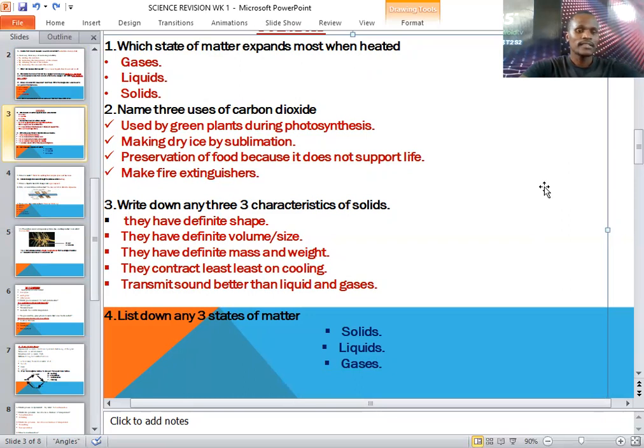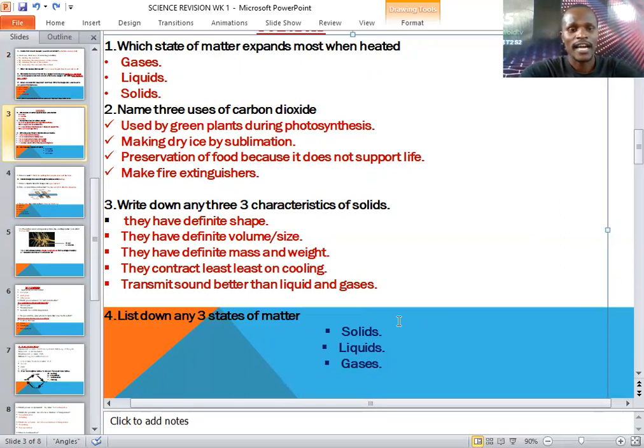And then let's look at number 3. Number 3, you are asked, write down any 3 characteristics of solids. I've given you almost 5 of them. They have definite shape. They have definite volume or size. They have definite mass and weight.